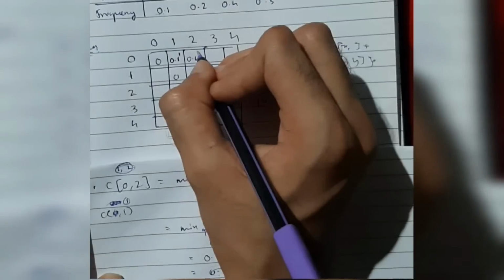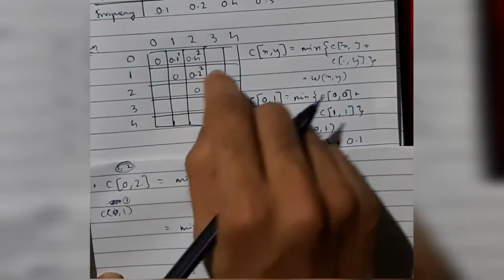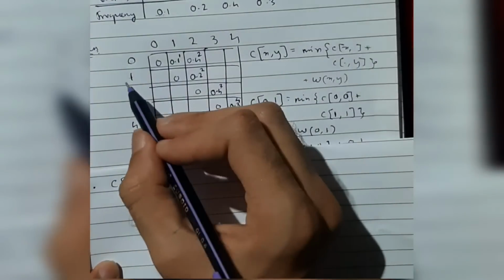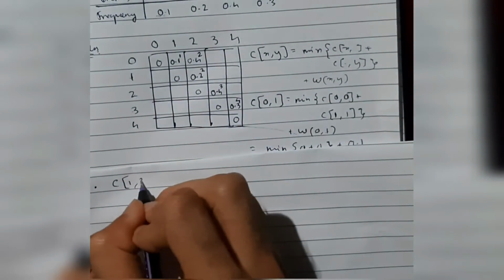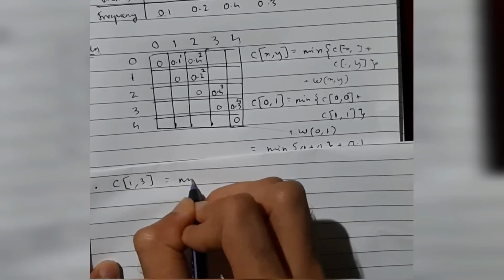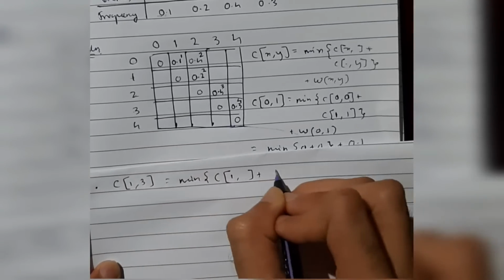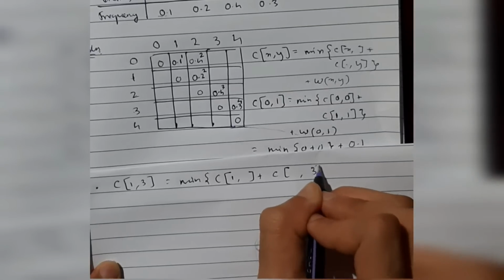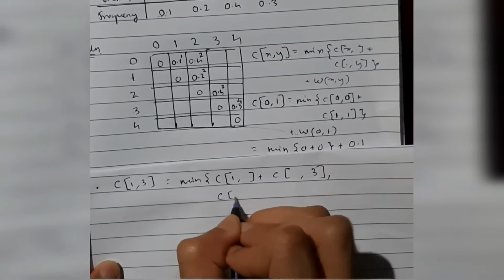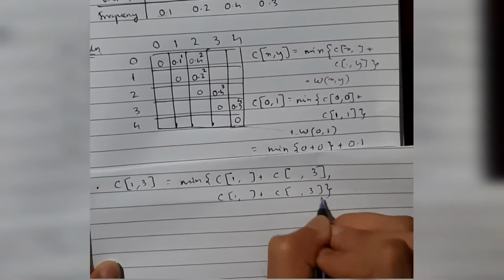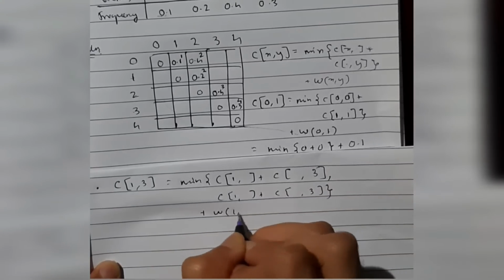Okay. So I'll be filling here 2. Similarly, the second one for 1 and 3. Let's find out that. I'll be writing down the formula. C of 1 comma 3 is equal to minimum of C of 1 comma something plus C of something comma 3. Since we have two possibilities, we'll be writing 2 times, plus weight of 1 comma 3.